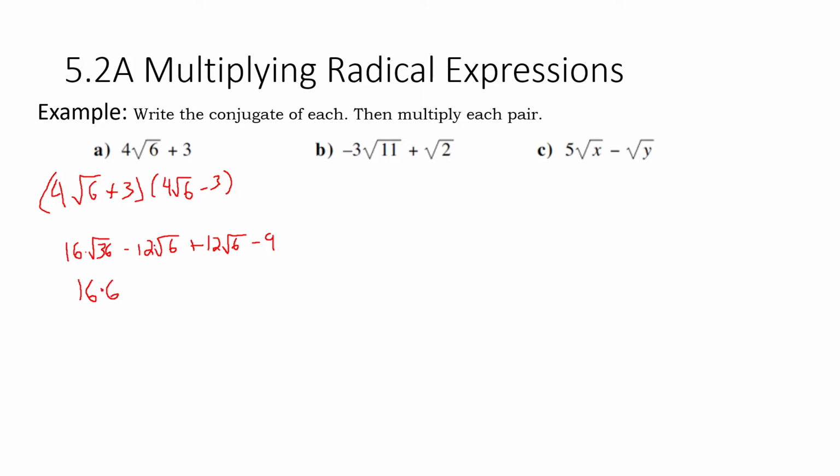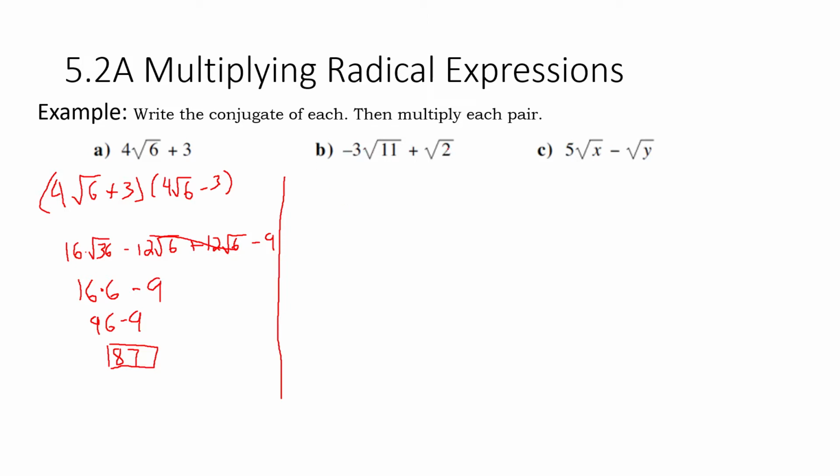Now negative 12 root 6 plus 12 root 6, that's just gone. They eliminate each other. They equal 0. And then we're just left with minus 9. 16 times 6 is 96. Minus 9. And 96 minus 9 is 87. Notice multiplying a number by its conjugate eliminates those radicals, and you're just left with whole numbers. That's a useful strategy. We'll explore that more later on.